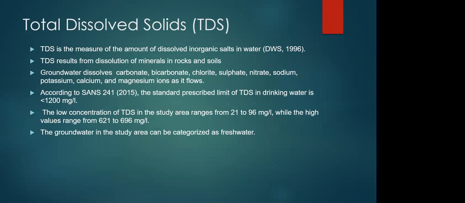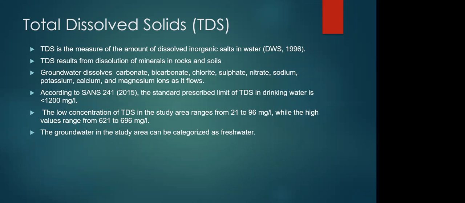Total dissolved solids. Total dissolved solids, TDS, is a measure of the amount of dissolved inorganic solids in water. The more inorganic solids are dissolved, the more carbonate, bicarbonate, chloride, sulfide, nitrate, sodium, potassium, calcium, and magnesium ions increase in the water. This is because of the dissolution of minerals which have these types of ions. According to the South African national standards, the TDS in drinking water should be less than 1,200 milligrams per liter. In the study area, the TDS is okay.